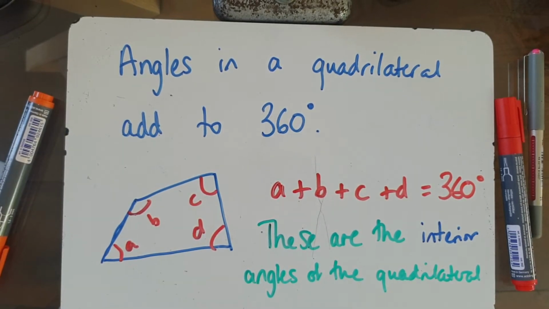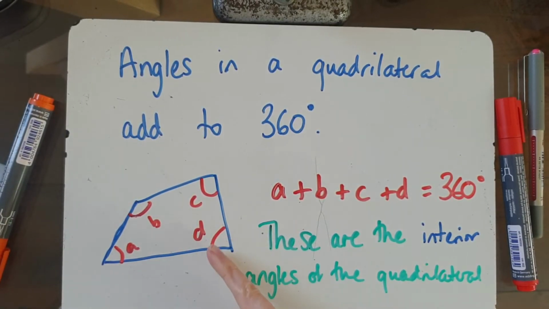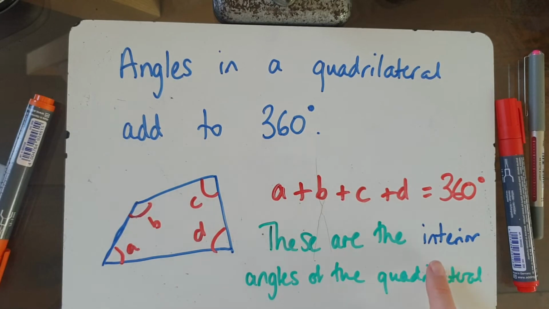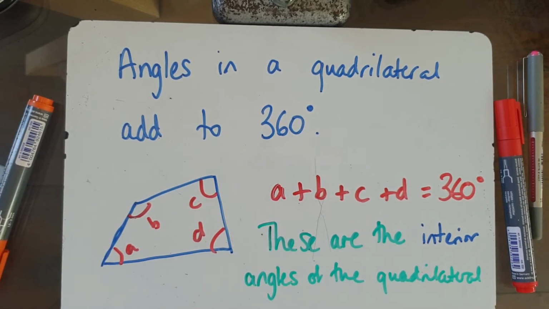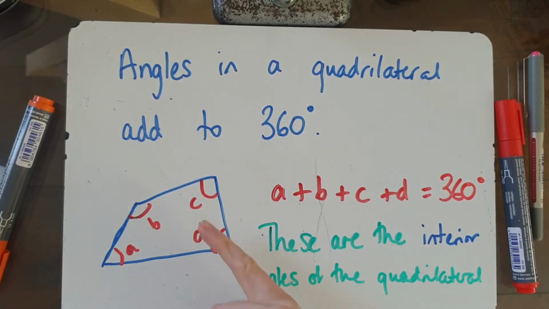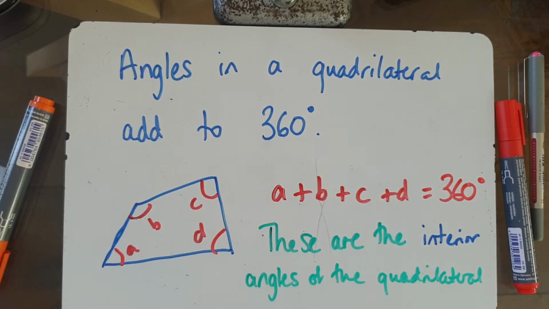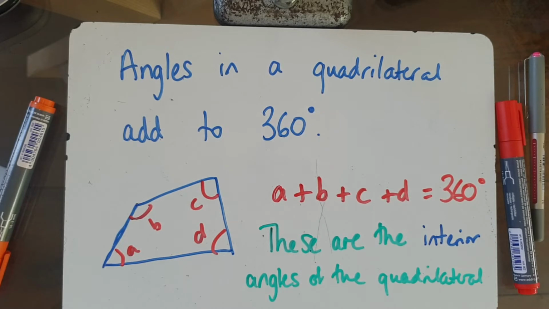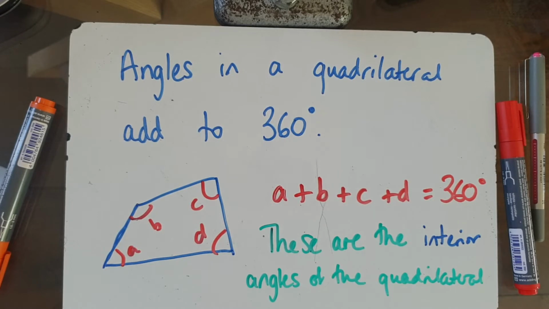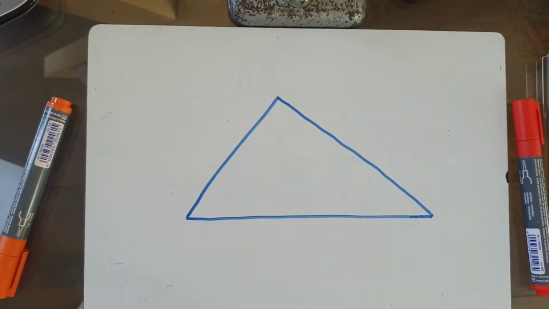So before we did that example, I told you that these angles inside of the shape are called the interior angles of the quadrilateral. In fact, the angles inside a shape are the interior angles, whatever the shape is. So triangles can have interior angles, pentagons can have interior angles. They all have interior angles. Shapes also have exterior angles, and that's what we're going to do next.